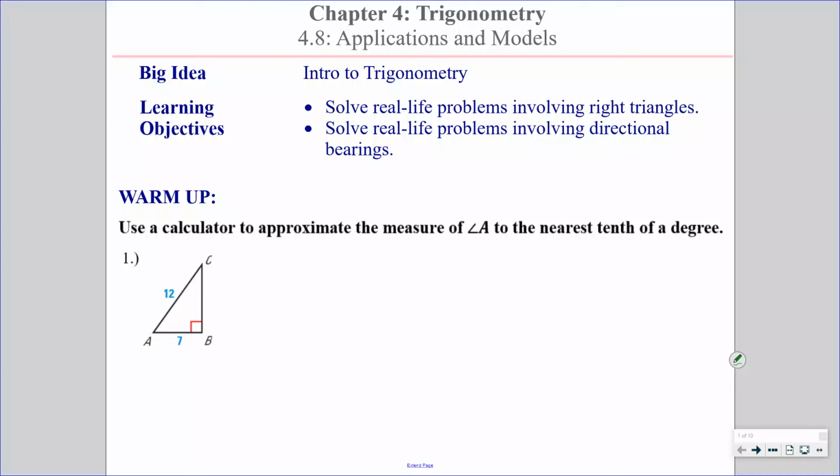Okay, we are moving into the last lesson of chapter 4. What a meaty chapter. I've been doing this since like the end of November. It's been depressing.